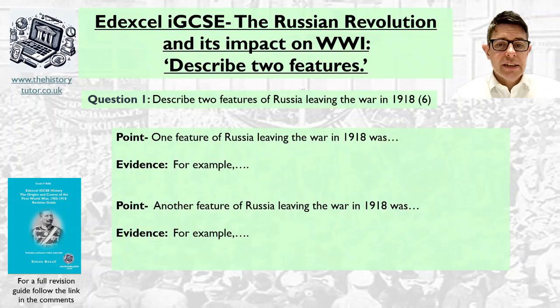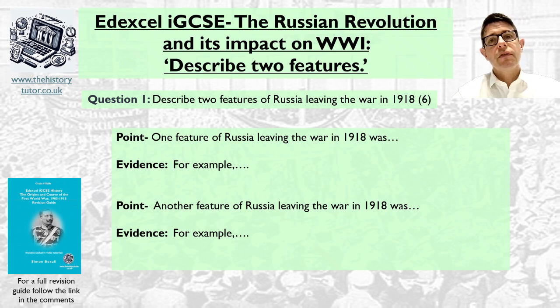How do we write this? So here is a writing frame of how we might do this. Of course, we're going to make a point: one feature of Russia leaving the war in 1918 was this. Then give some evidence, for example. Then another feature of Russia leaving the war was this, and then give some evidence.